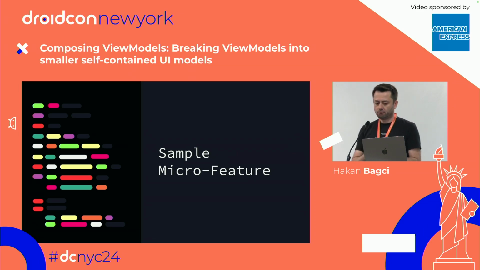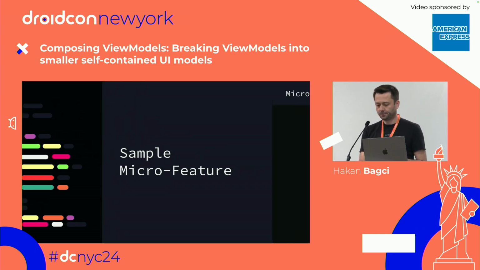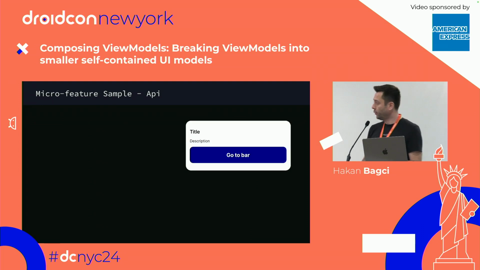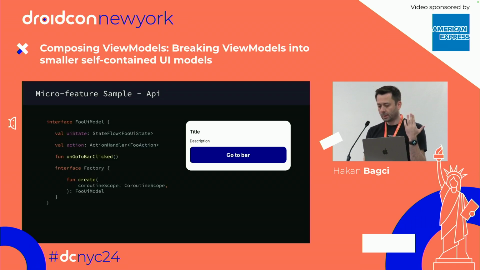After seeing the abstract definition of a microfeature, maybe we can now explore a microfeature implementation to make it more concrete. The name of our microfeature is foo. Foo is a feature that has a title, a description, and a call to action button that goes to bar. Let's start with creating our UI model interface in API module.